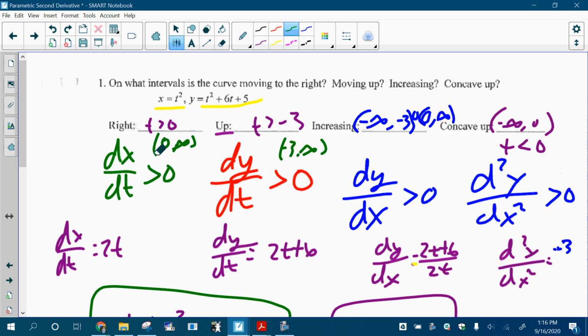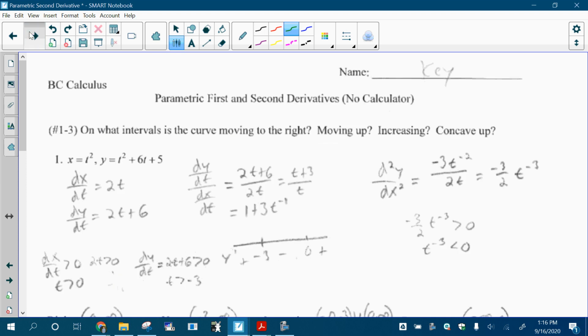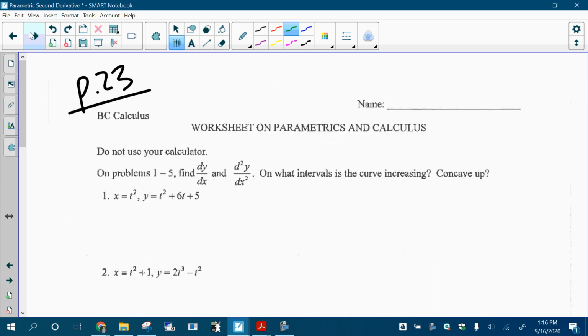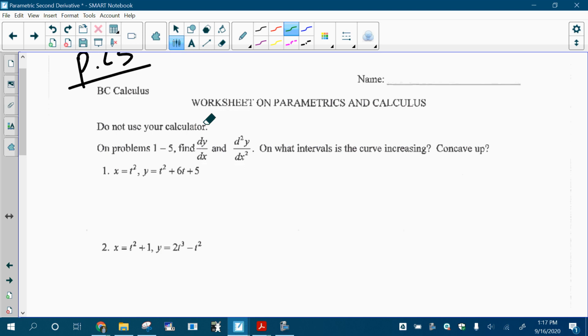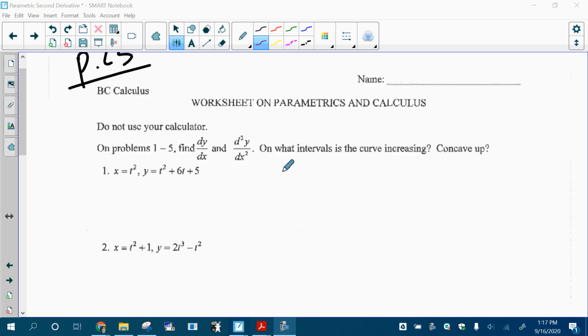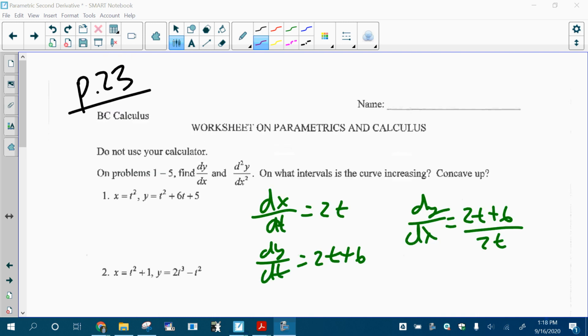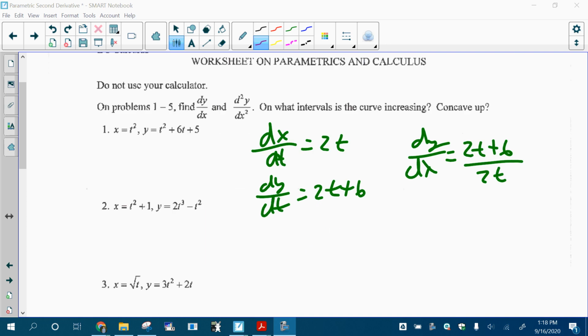Okay. I want to do one more problem with you guys. And that is page 23. Check. Let's just do this first one together. Okay. So it's saying x equals t squared, y equals t squared plus 6t plus 5. Figure out dy/dx, the second derivative, d squared y/dx squared, and on what intervals the curve is increasing and concave up. Okay? Wait, that's the exact same problem. My bad. Let's do number 2. Pause, give number 2 a try.